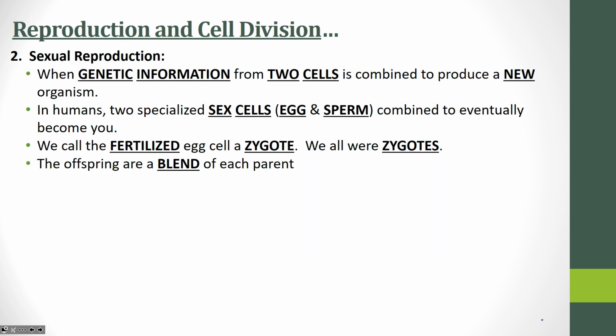The other type of reproduction is sexual, obviously, and this is when genetic information of two cells is combined and makes a new organism. In humans, we have specialized cells that do this, and they're sex cells. We have egg and sperm, and those combine eventually to become a new person. We call that fertilized egg cell a zygote, and we were all zygotes at one point in time. And the offspring is always a blend of the parents. It's not an exact copy. You might look more like one parent than the other, but at the end of the day, you have traits and genetic information from both parents, half from mom, half from dad.